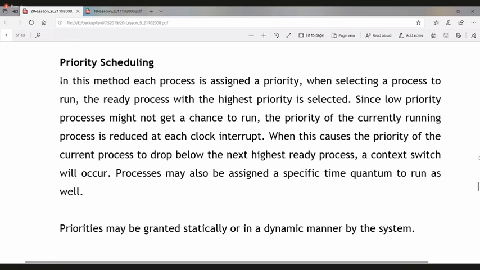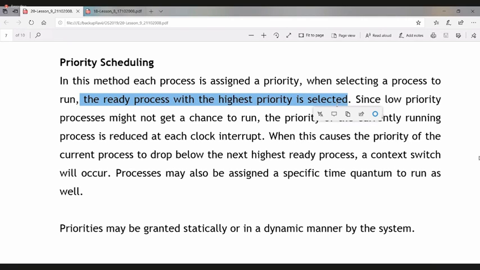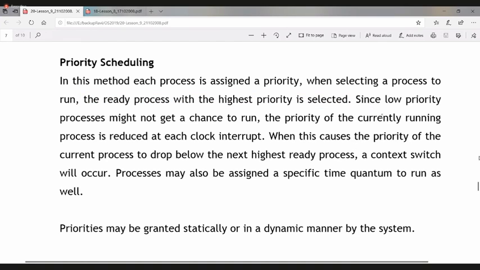So in this priority scheduling method, each process is assigned a priority. When selecting a process to run among the ready processes, you select the highest priority one and give it the chance. So you check the queue, check the highest priority and give them the chance. The problem is that low priority processes might not get a chance if we apply this.